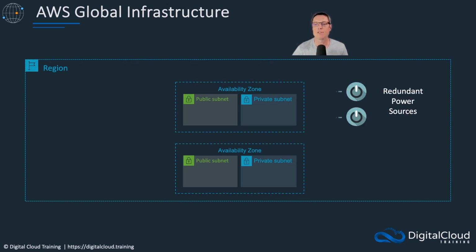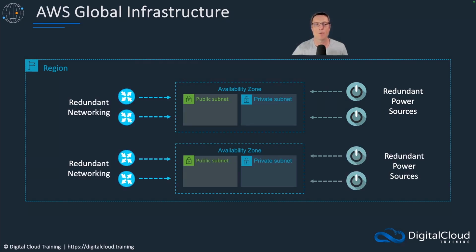Now, each availability zone has redundant power sources, so you're not reliant on one power source there. If one fails, the other one should pick up the load. We also have redundant networking, both within the availability zone and between availability zones. Now, availability zones have low latency between them, so the network performance between availability zones and within them, of course, is very good. And that's because the availability zones are relatively close together. AWS don't specify exactly how close, but they're relatively close within a metropolitan area.